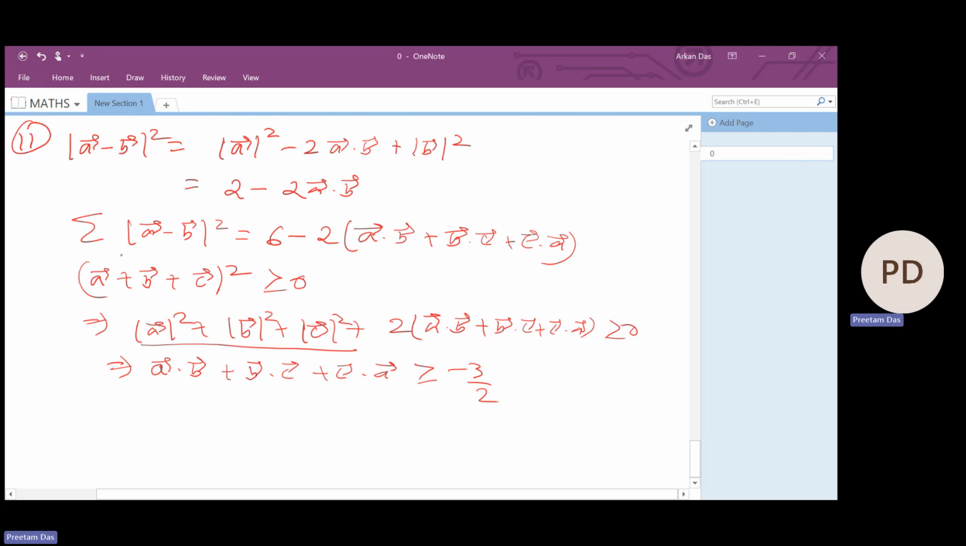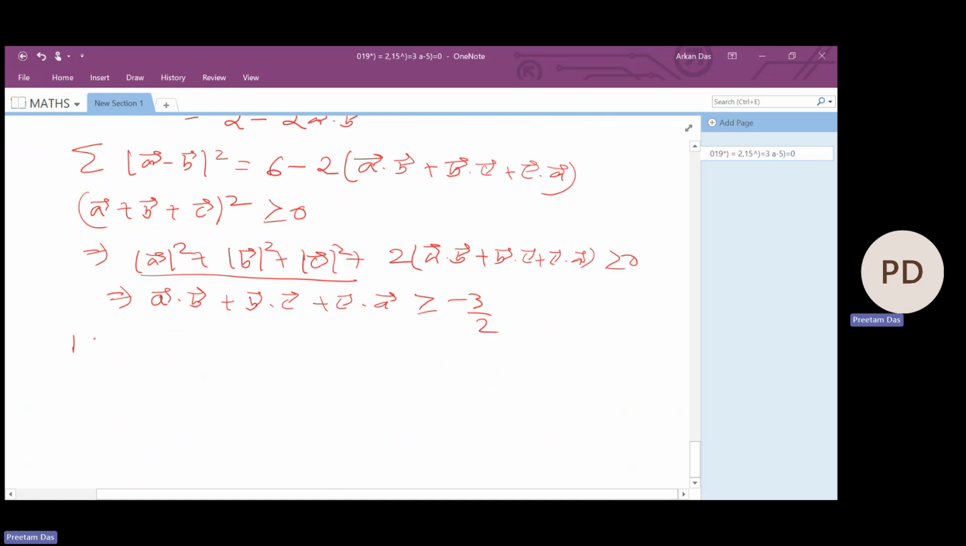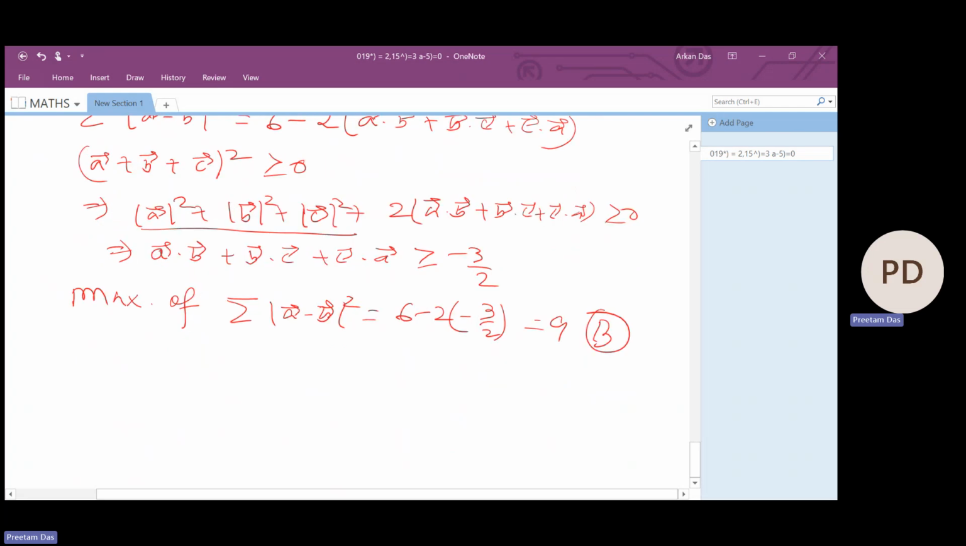Now you can see this expression is subtracted. The more you subtract, the lesser you get. So if you want to find the maximum value of this expression, you have to put the minimum value of this expression. So what is the minimum value of A dot B, B dot C, C dot A? It is minus 3 by 2. So what will be the max of this summation A minus B whole square? It will be 6 minus 2 times of minus 3 over 2. So 9. What is the correct option for this? Option B. Let us go to the 12th one.